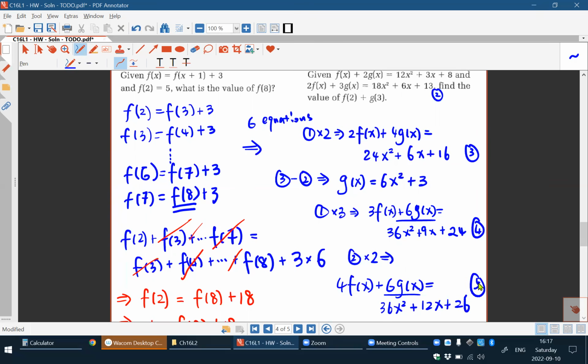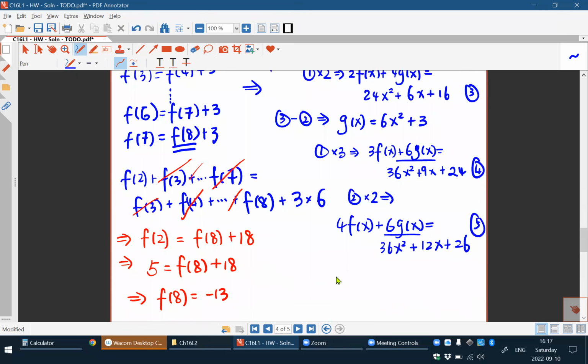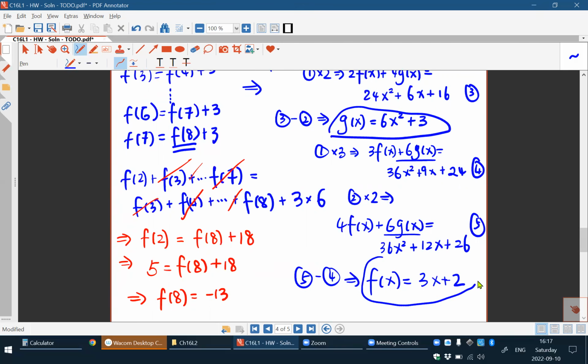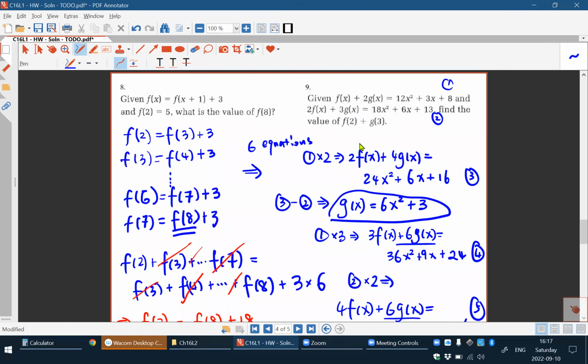Let's call this 5. Then we can use 5 minus 4, which gives us, on the left side, just f(x), right? The right side is 3x + 2, right? Okay, so g(x) is here, f(x) is here. So it's not difficult to find f(2) + g(3), right? Just put the numbers in and it's done.